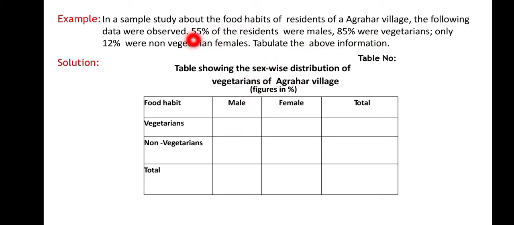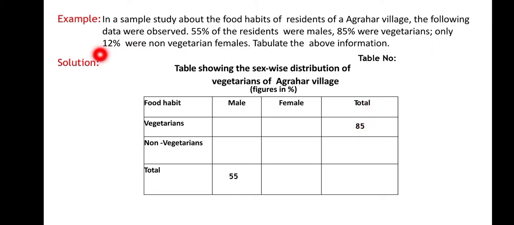So here you can see in the second line, 55% of the residents were males. Okay. So total males are 55. So we will write it here. Next is 85% were vegetarians. So here vegetarians are here and the total vegetarians are 85%. Okay. So we will write 85 here.